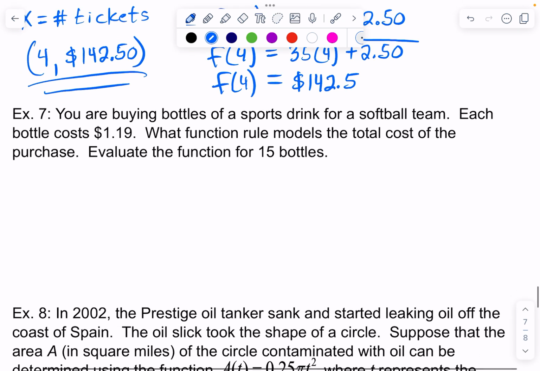You are buying bottles of a sports drink for a softball team. Each bottle costs $1.19. What function rule models the total cost of the purchase and then evaluate 15 bottles of that purchase? Okay, let's go ahead and see what we got here. Always label. X equals the number of bottles purchased.